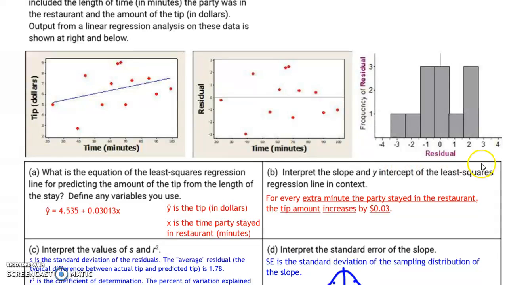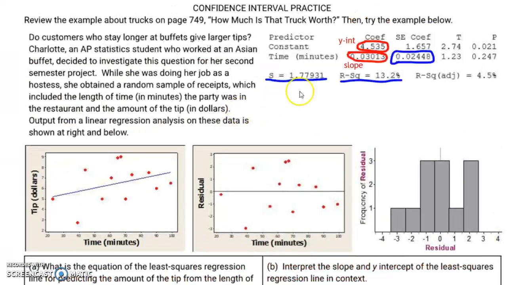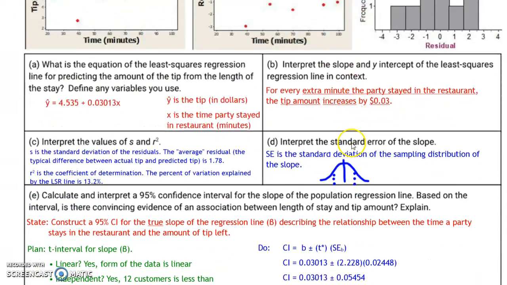Interpreting the slope and y-intercept of the least squares regression line in context, this is very formulaic. I underline the things that are going to get replaced. For every blank, the blank blanks by blank. Well, for every extra minute the party stays in the restaurant, every incremental increase in x value, the y value, the tip amount, increases, we have this increasing line, by 0.03. And I rounded it to a real world scenario here because you're not gaining $0.03013 every time, you're gaining 3 cents.